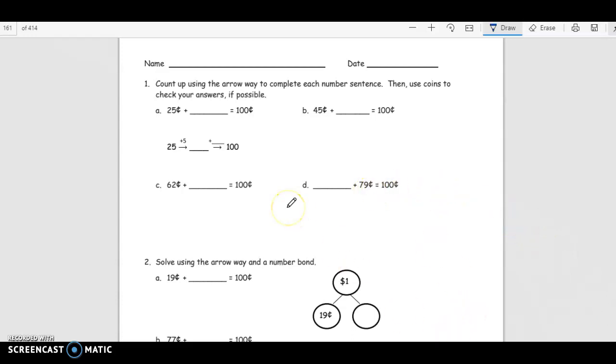Okay, we did work on this earlier in the year. If you have any questions about it, please let me know. Thanks. When you're done, I'd like you to submit the first homework page.